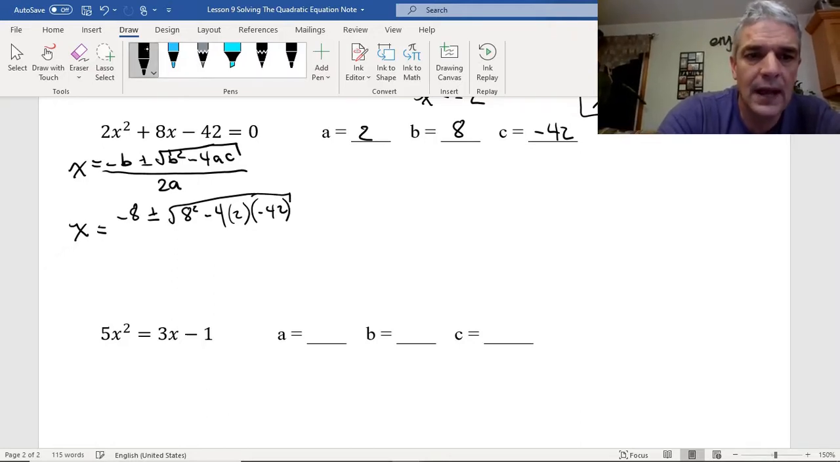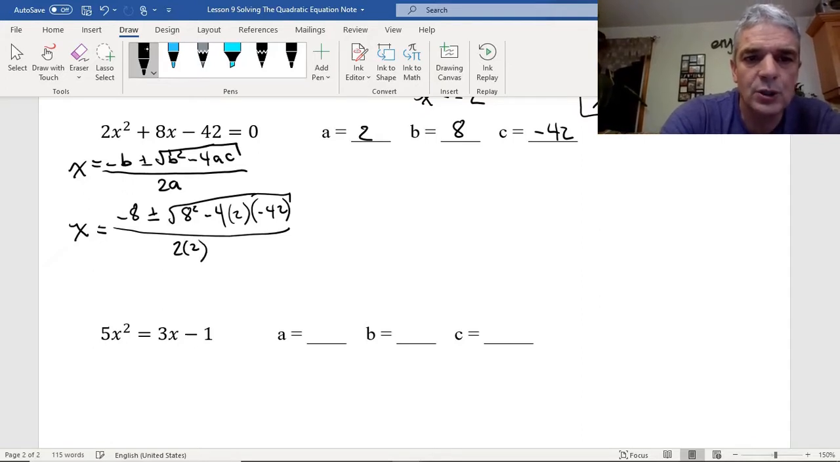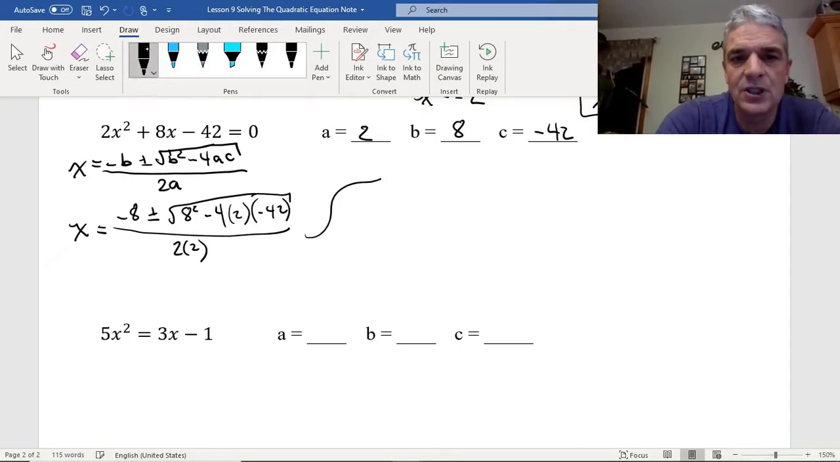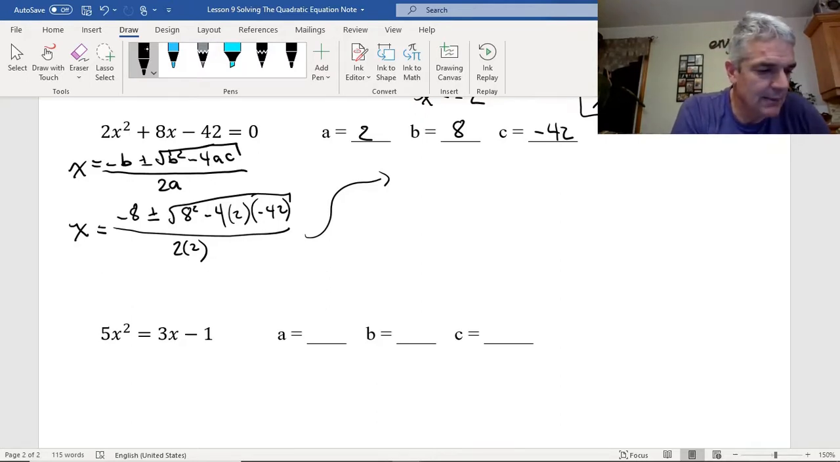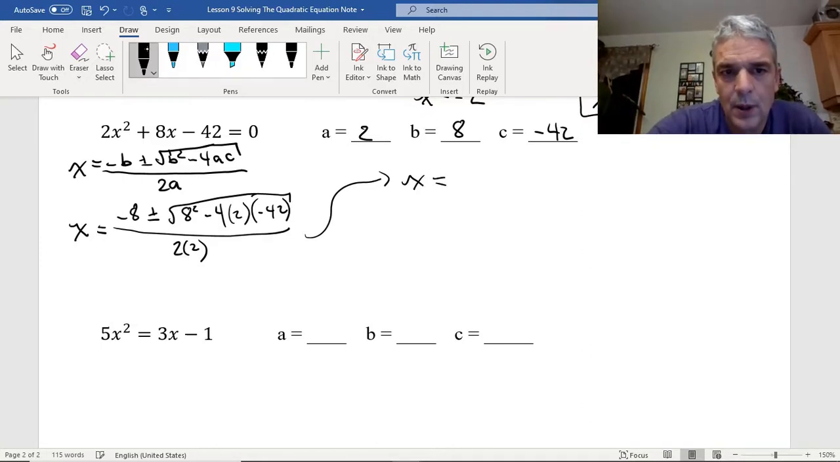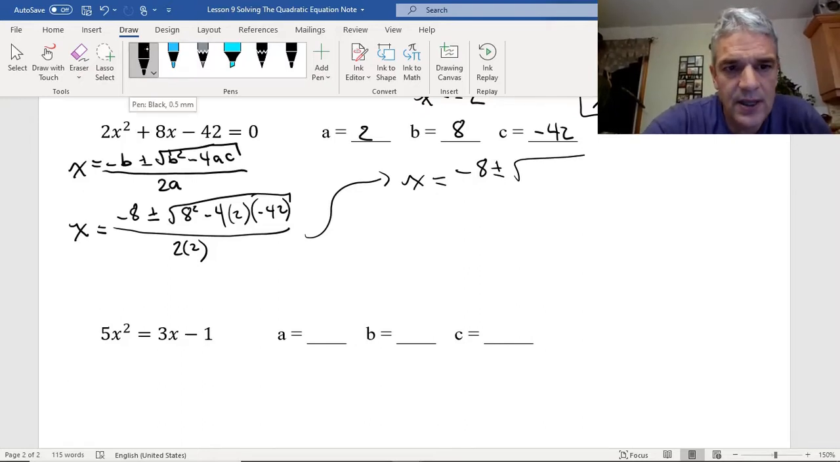And I'm going to bring that over, all over 2 times A, which is 2 times 2. And now it's just a matter of simplifying everything out. Now this is where I'm going to want to get my calculator out again. So I grab my handy dandy calculator, and I'm going to do the part underneath the bracket. So I'm going to start with X equals minus 8 plus or minus, and I'm going to get my answer to this part under here, which has a name. It's called the discriminant.